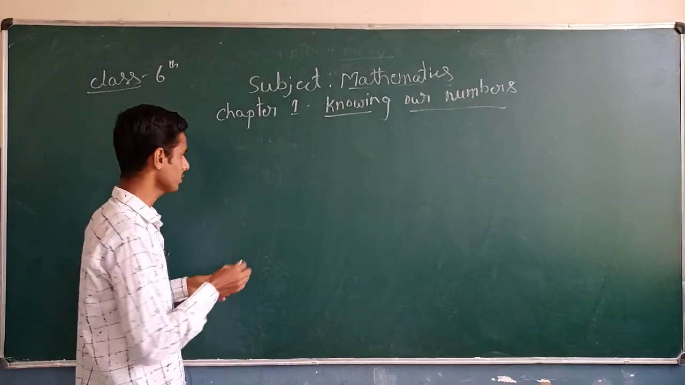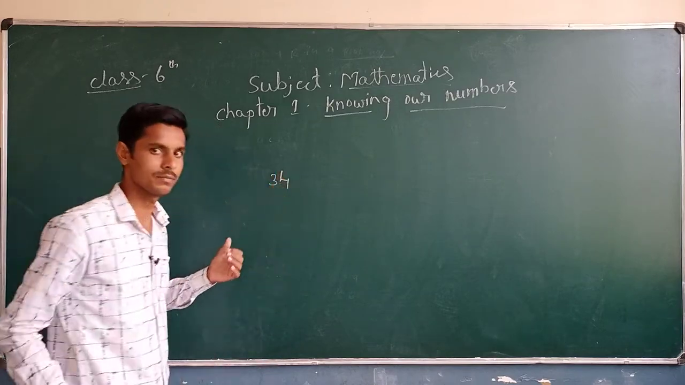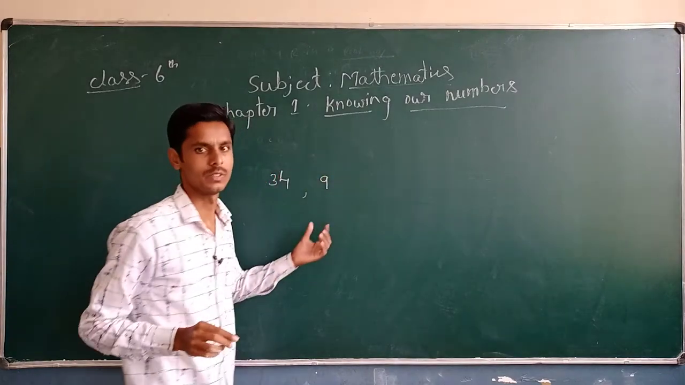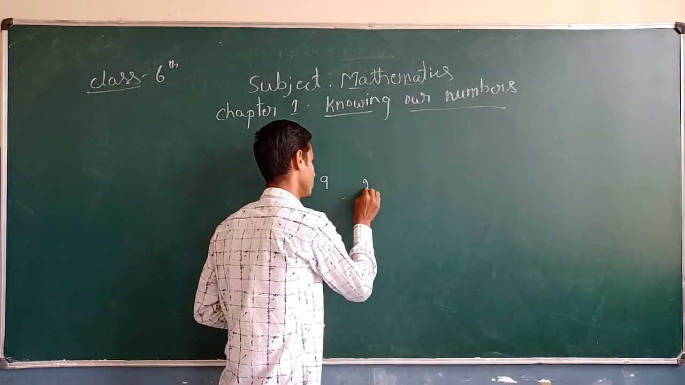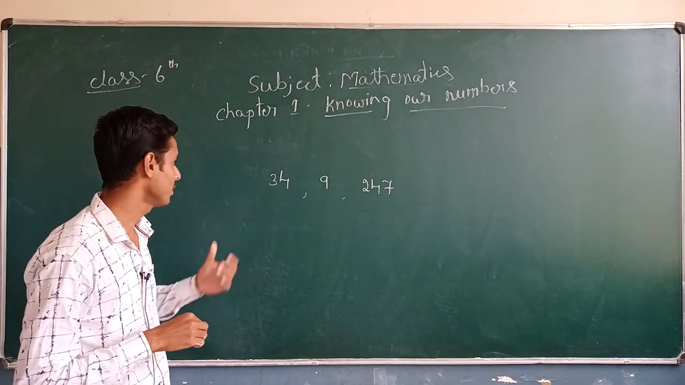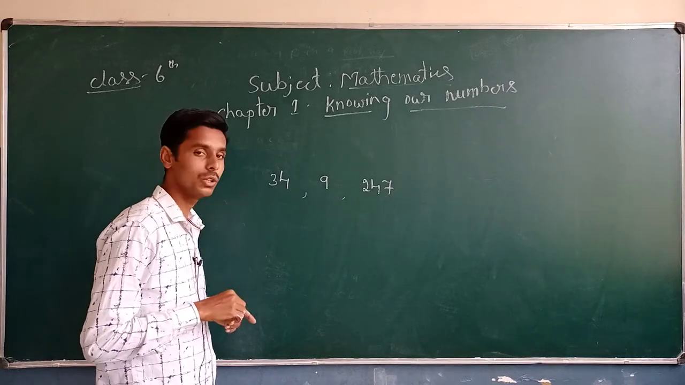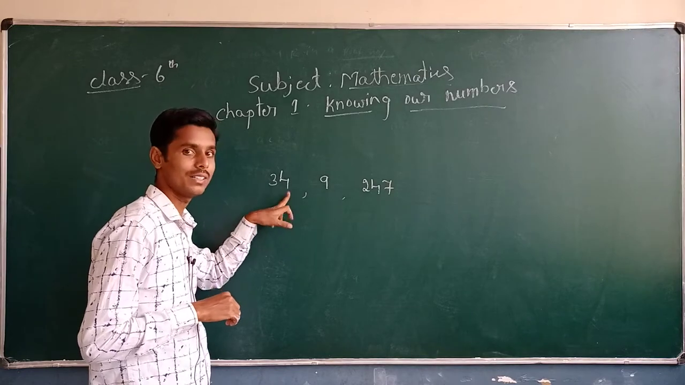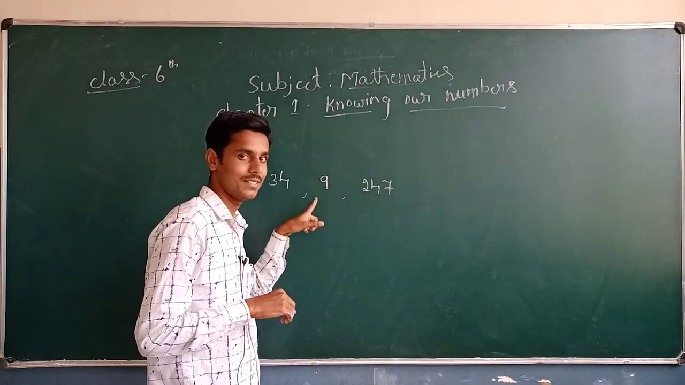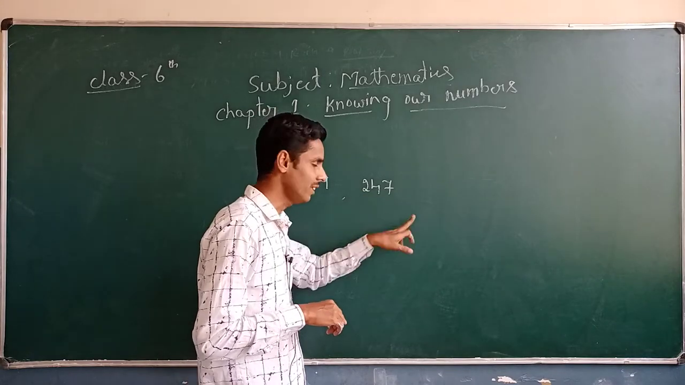If I write this, what is this? This is a number, right? 9 is also a number. 247 is also a number, right? Observe this number, 34. In this 34, what are these 3 and 4? These 3 and 4 are digits, right? 9 is also a number. It consists of only a single digit. Here 2, 4, 7 are the digits.